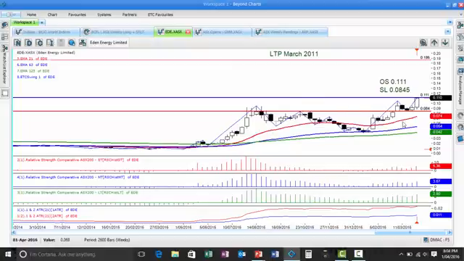But in terms of price action, or in terms of going through our trading plan and ticking the boxes, moving averages are all in the right alignment. They're all starting to diverge, which is a good sign. Relative strength, short, medium, and longer term, have been positive, above the zero line for quite a period of time now.